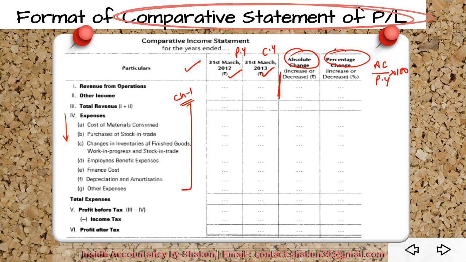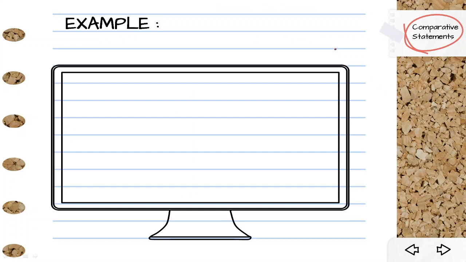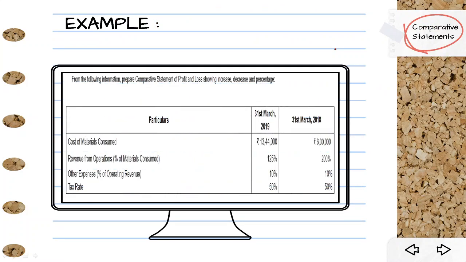So now let's understand that also with the help of an example. From the following information, prepare comparative statement of P&L showing increase, decrease and percentage. So this is the question which is given to you. See, normally in case of a comparative balance sheet, the format would generally be given to you in the question. But in case of a comparative statement of P&L, normally the format is not given.